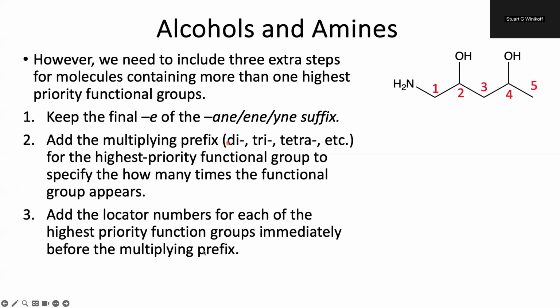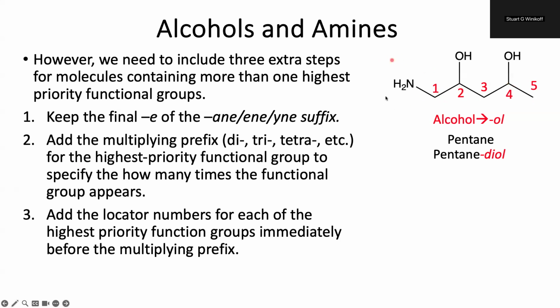Then again, as fairly normal, we're going to add the locator numbers for each one of those functional groups right before the prefix. So in this case, I have an alcohol as my highest priority. It is a pentane molecule, as I have a 5 carbon chain. So this becomes a pentane. Again, we kept that E, and diol, again, 2 of them. Now, including the number, when I number the system, either way, whichever carbon I start with, I put an alcohol in the 2 and the 4 position.